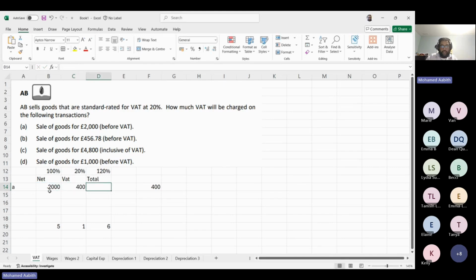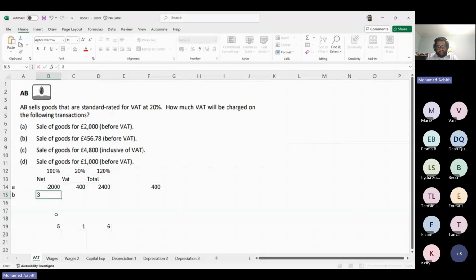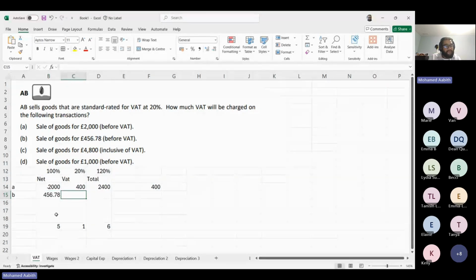How to find the total? All you need to do is times this one by 6. If there are no decimals, this will absolutely work. Okay, and now let's look at B. Now it says here, the sale of goods is £456.78. So 456.78. No, I don't need a 3 there. Butterfingers, there you go.